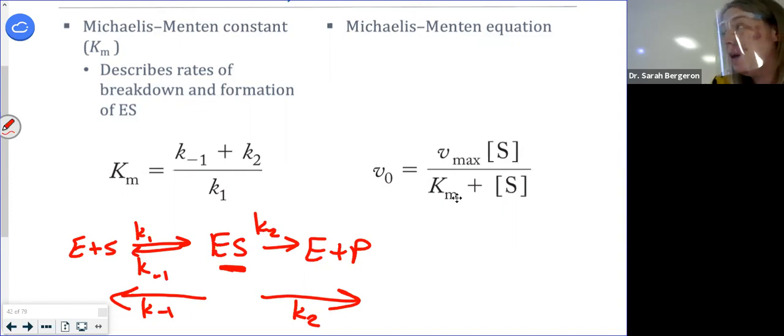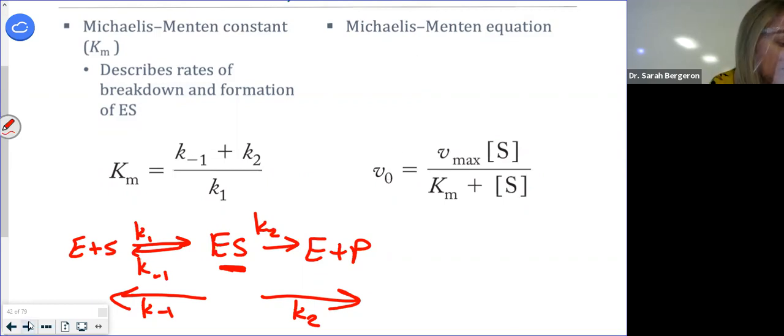So if you want to mathematically calculate the initial velocity, there's a formula for that. I'm not going to go through how it gets derived. If you need it, I think this one is on the equation sheet. Correct me if I'm wrong, but I'm pretty sure it is. So you don't have to be able to derive it or remember it. But there is an equation that you can use, and it's Vmax times our substrate concentration over Km plus our substrate concentration, right? And that will tell us the velocity of our reaction.